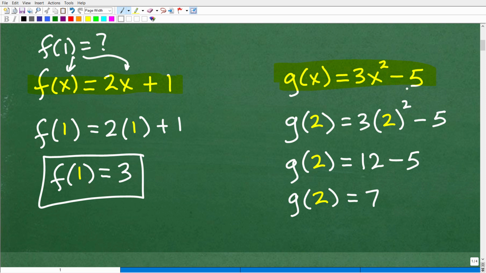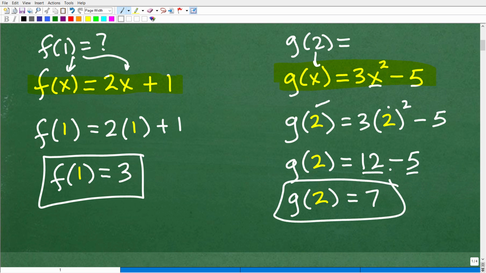Let's take a look at this function here. If I said find g of 2, what would I do? Well, I'm plugging in 2 where the x is. Wherever I see an x, I'm going to replace it with a 2. Now I'm going to carefully simplify this mathematical expression. 2 squared is what? 4. 4 times 3 is 12. 12 minus 5 is 7. So g of 2 is equal to 7.